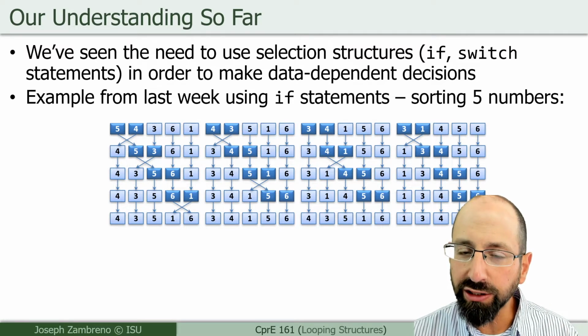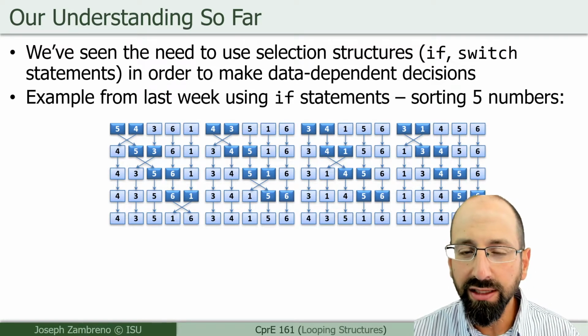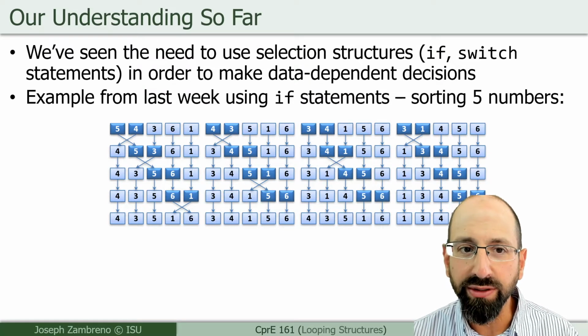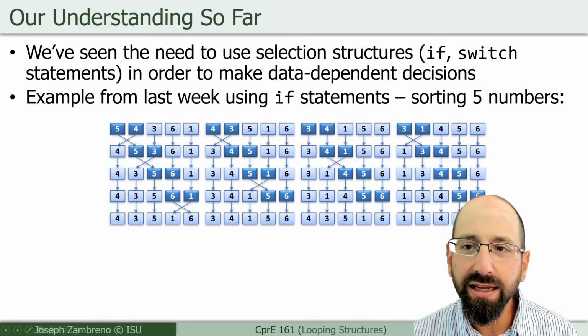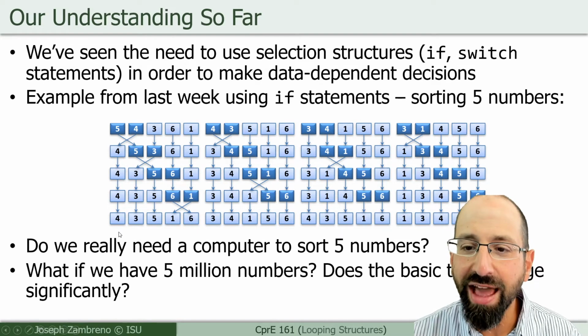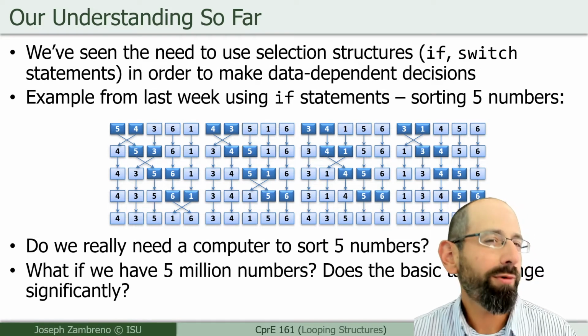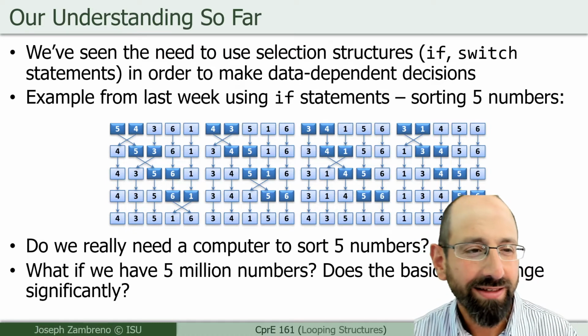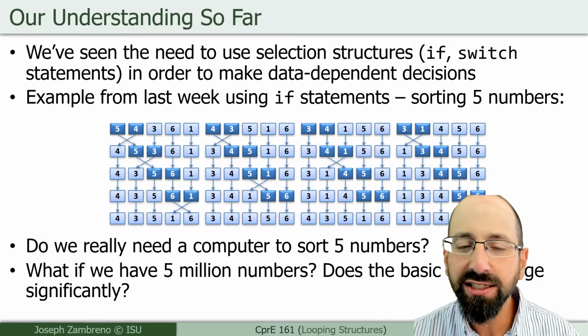As a motivating question for this learning module, I want you to think about this example with five numbers. Do we really need a computer to sort just five numbers? Probably not. That much we can do by hand. But what if we had 5 million numbers? Does the basic task really change significantly?